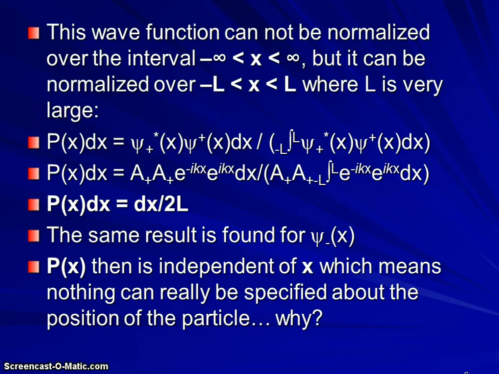And the question comes up, why is that the case? The hint that we can give you is that the momentum of the particle, depending on which wave function we work with, is going to be h bar k or negative h bar k. So the particle is equally as likely to be moving one direction along the x-axis as the other, and therefore it's equally as likely to be found in one spot as another.